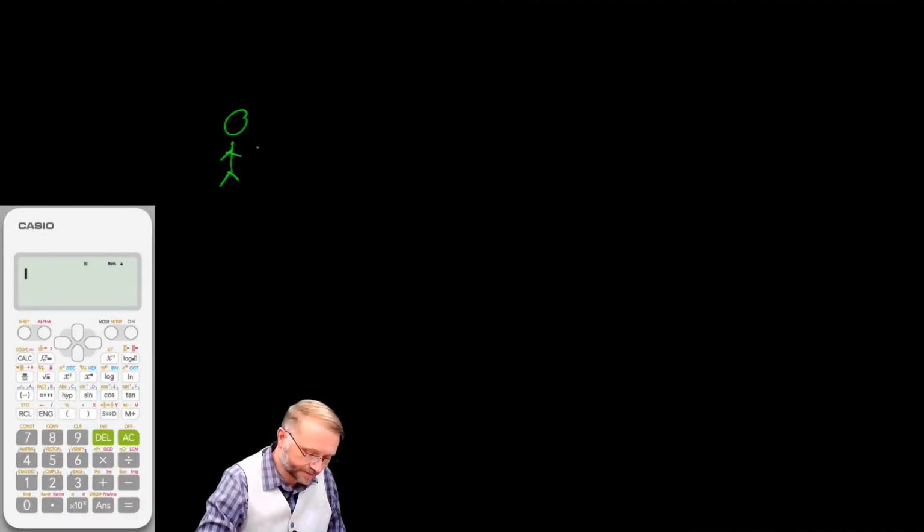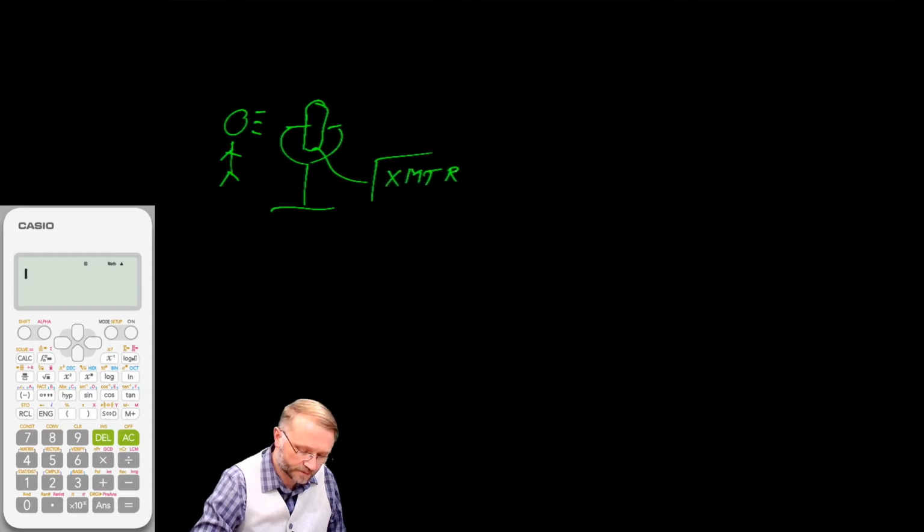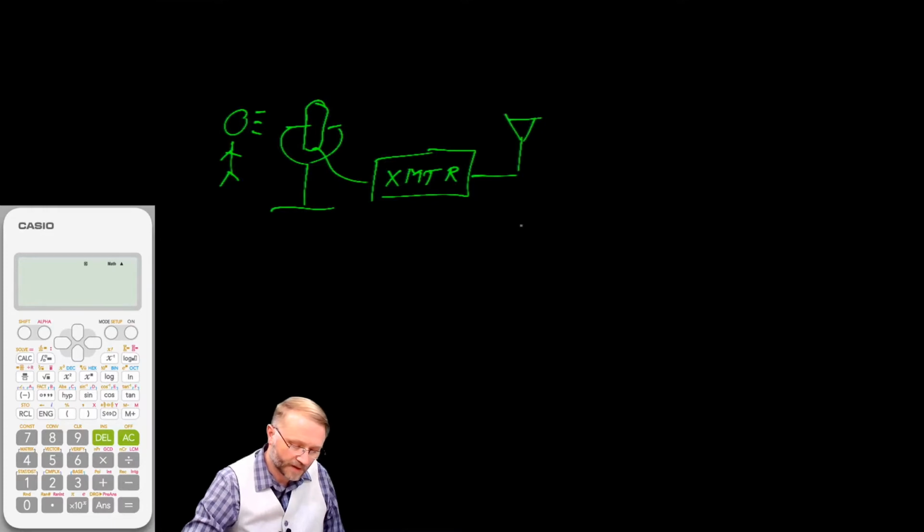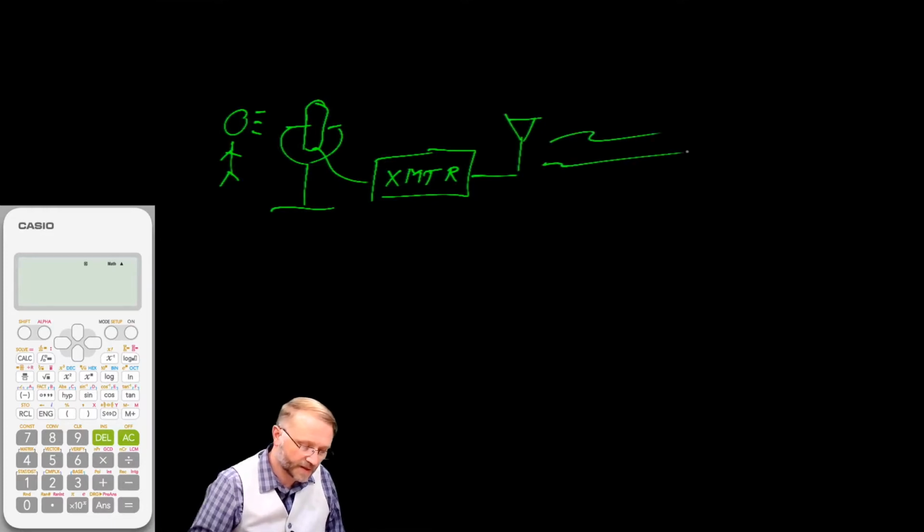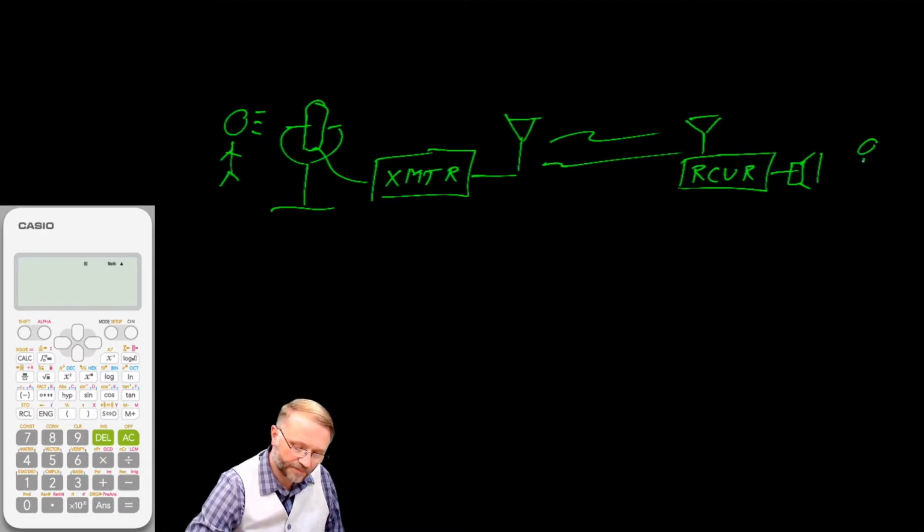Let's take another look at our communications model. So here we are. Here's the microphone going to a transmitter, going to an antenna. Of course, that antenna broadcasts the signal and it goes to a receiver on the other side. And finally, in this case, we'll assume there's a loudspeaker where the other person can listen.